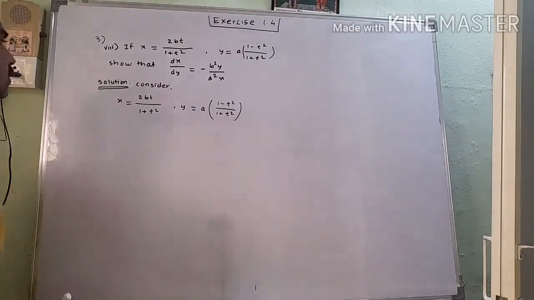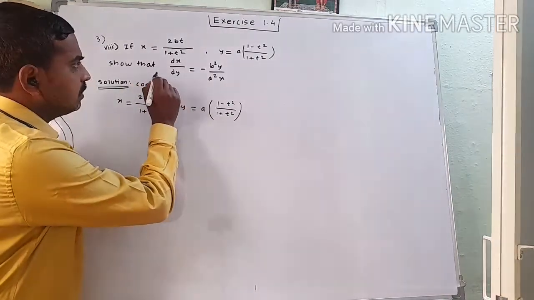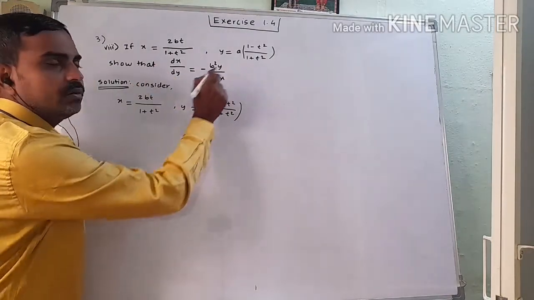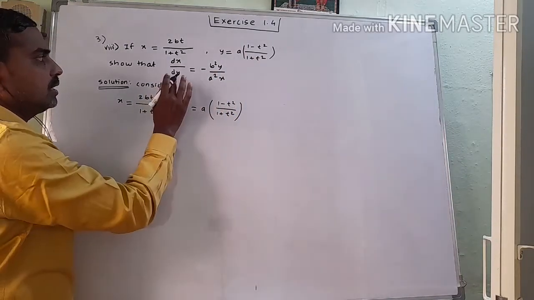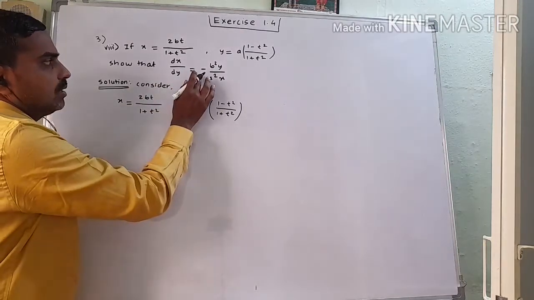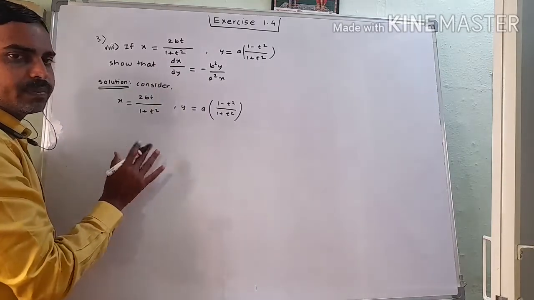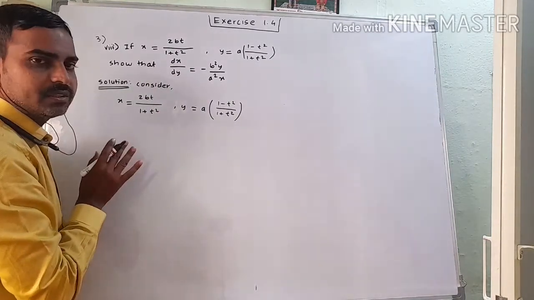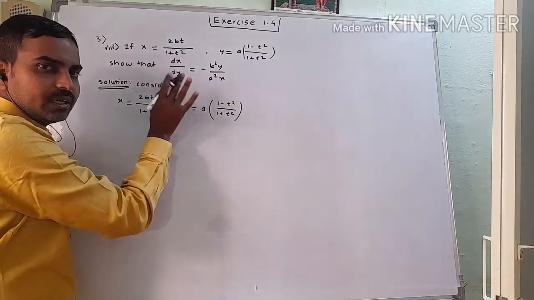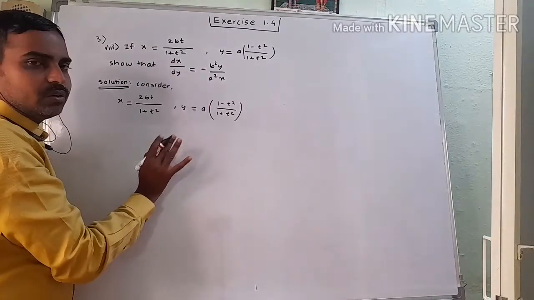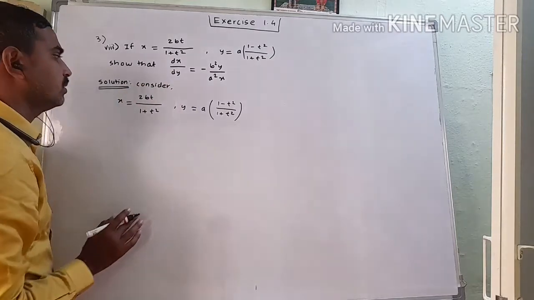Now we will see the last example in the third type. Here x equal to 2bt divided by 1 plus t square, y equal to a into bracket 1 minus t square divided by 1 plus t square. Then we want to show that dx by dy equal to minus b square y divided by a square x. In this example 8, there is a different type of differentiation. In all the examples we found the derivative of y with respect to x, but in this example we have to find the derivative of x with respect to y.